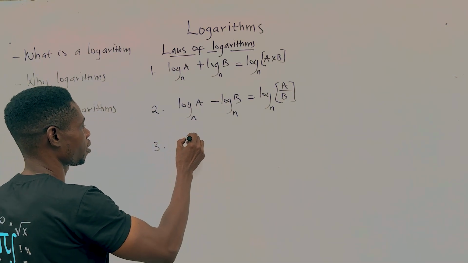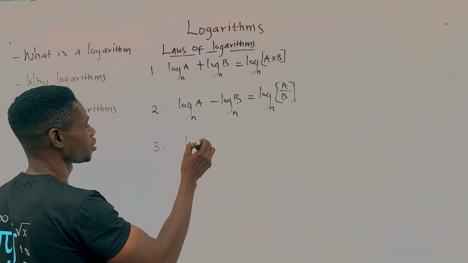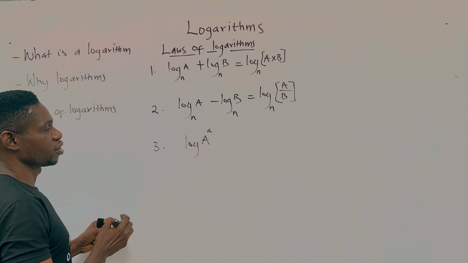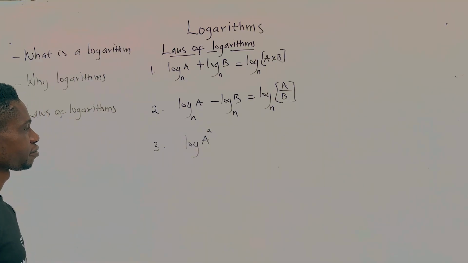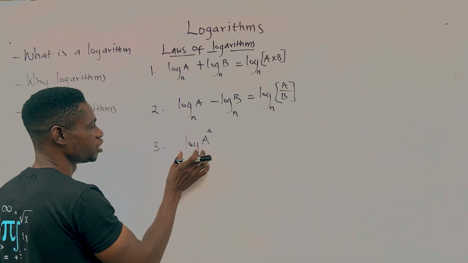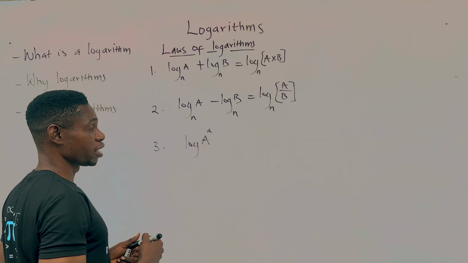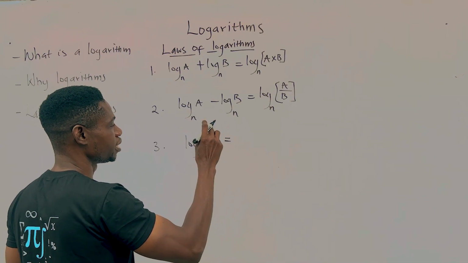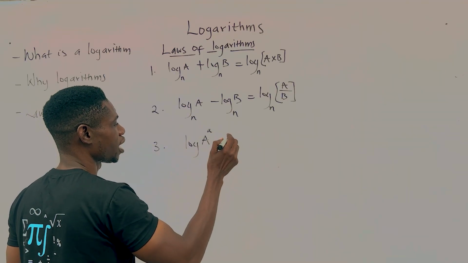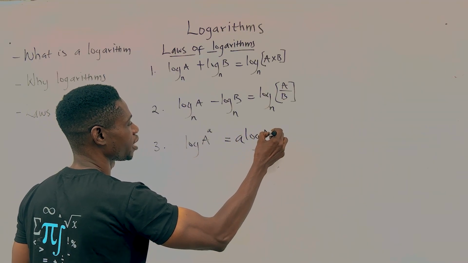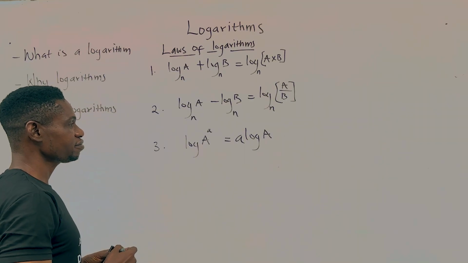says if you have a logarithm, let's say log of A to the power of a, you're having a logarithm whose argument is A, but the argument is having a power of small a. Now you can bring the power forward and it gives you a log A.